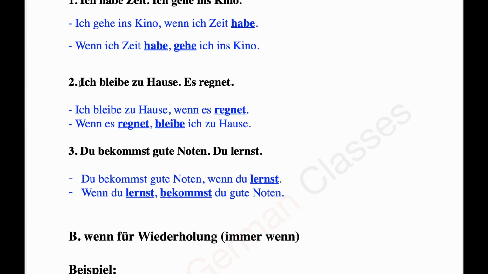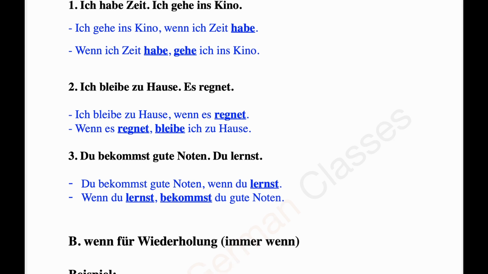For example, ich bleibe zu Hause, es regnet. So, this is our condition that if it rains, I stay at home. Ich bleibe zu Hause, wenn es regnet. Here in this sentence, we do not have any object, so the verb is in the end. Clear? But when we begin this sentence with the connector, then the sentence structure will be like this: Wenn es regnet, bleibe ich zu Hause.